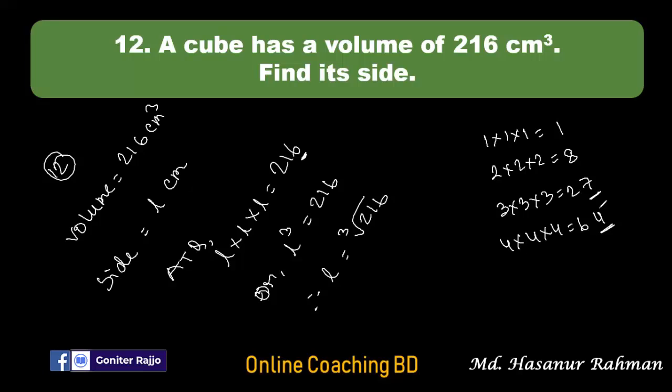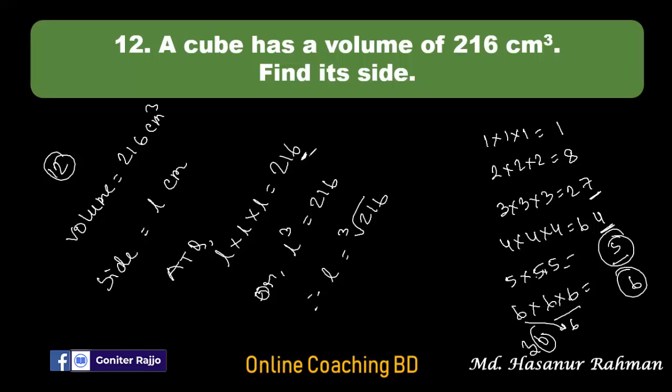Again, the unit digit is 4, but we need 6. Now 5 multiplied by 5 multiplied by 5, that unit digit should be 5 also, because 5 multiplied by 5 multiplied by 5, the unit digit should be 5. What about 6? 6 multiplied by 6 multiplied by 6. 6 6 are 36, so unit digit here 6. Again 6 multiplied by 6, that is 36. So unit digit is 6.